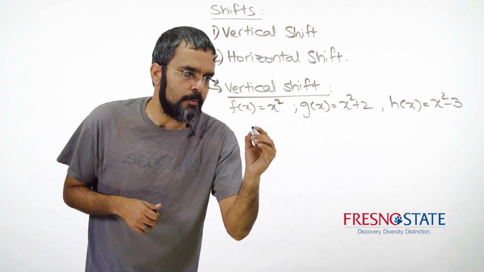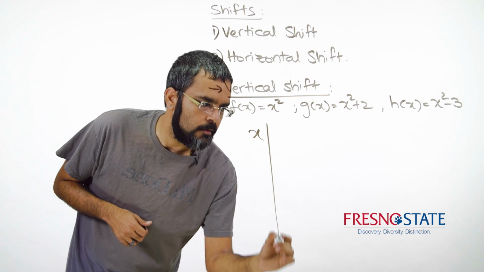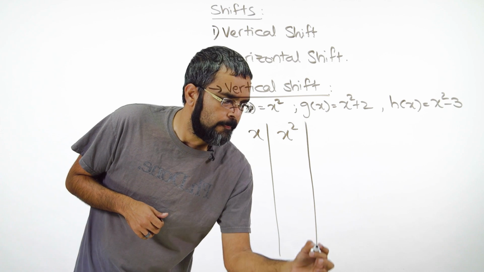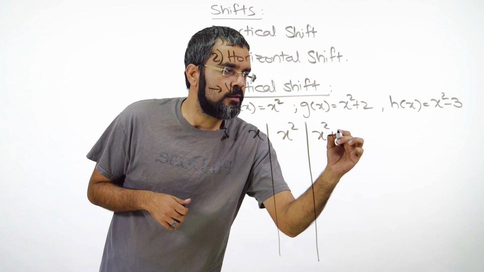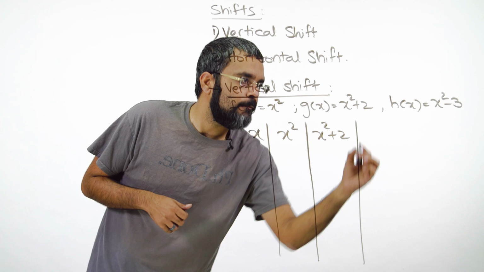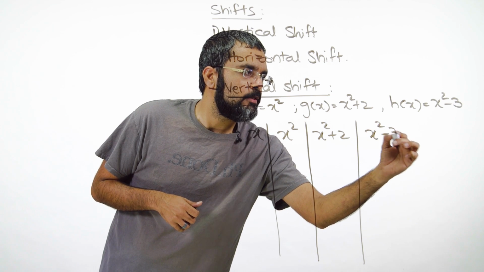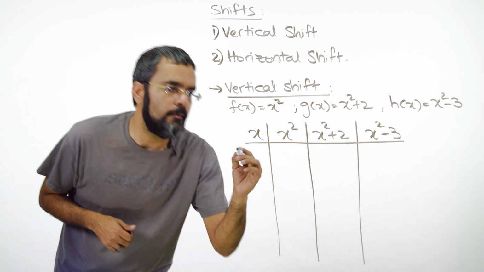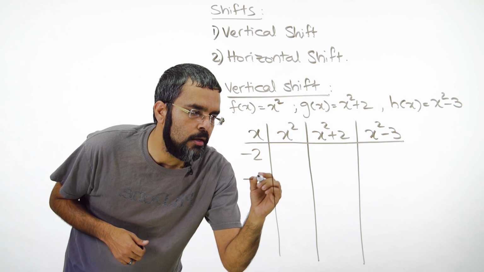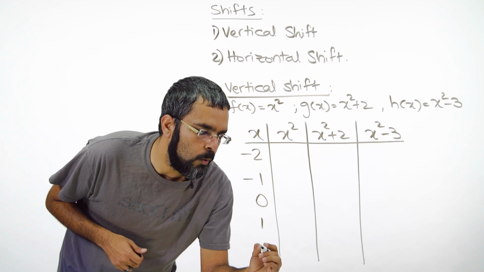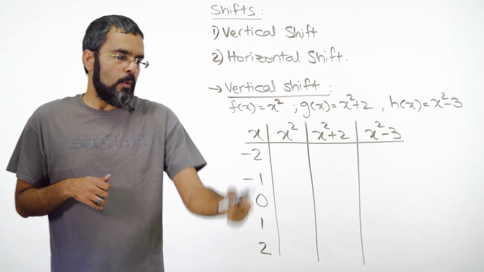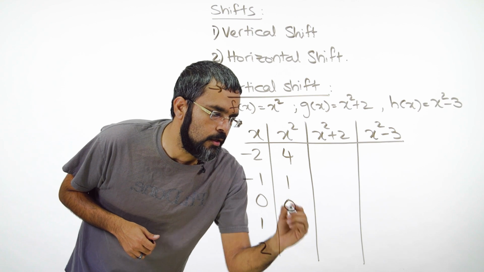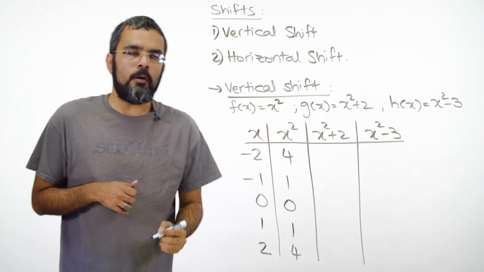Let's go ahead and make a table here. I have x, I have x squared or f(x), then I have x squared plus 2 or g(x), and then finally x squared minus 3 or h(x). I'm going to pick 5 points: -2, -1, 0, 1, and 2. When I square these numbers, x squared becomes 4, 1, 0, 1, and 4.